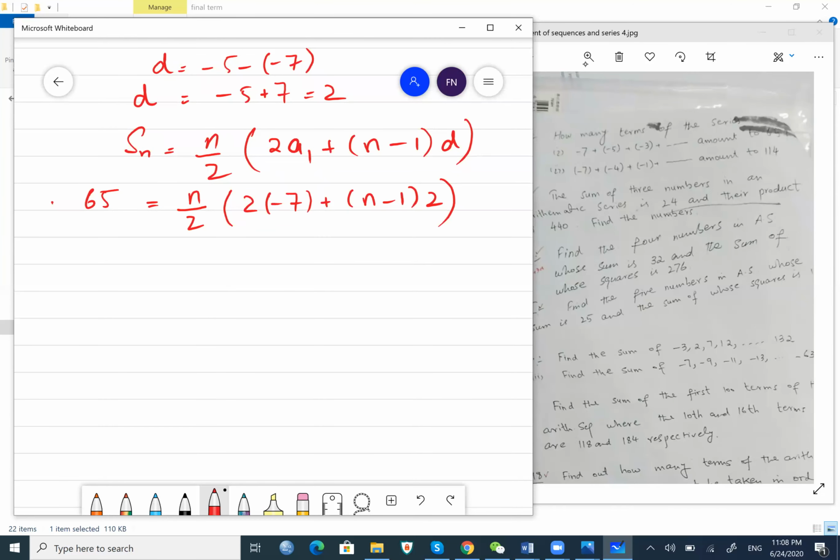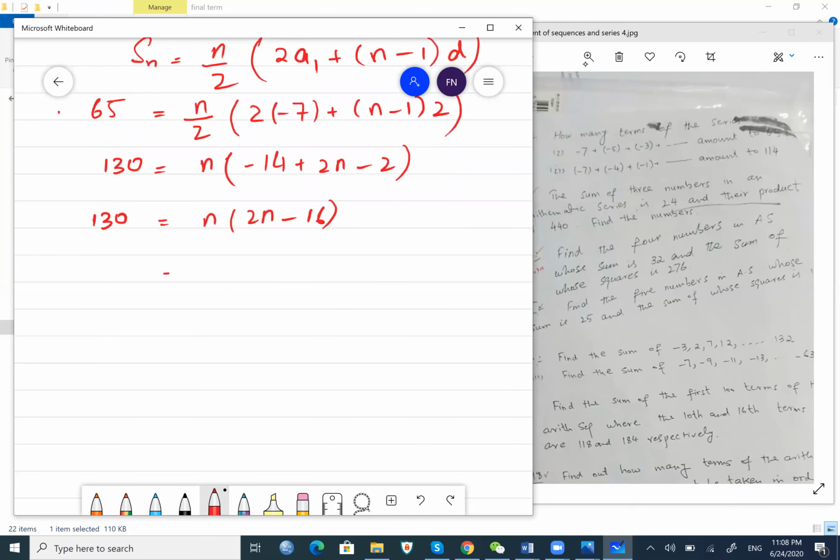Now 65 times 2 is 130, n times -14 plus 2n minus 2. Furthermore, it is n times 2n minus 16 equals 130. Okay, so furthermore we can write it as 2n square minus 16n minus 130 equals 0. Furthermore, we can write it n square minus 8n minus 65.